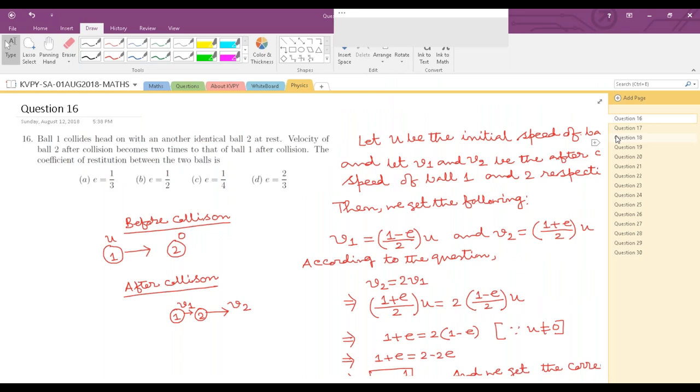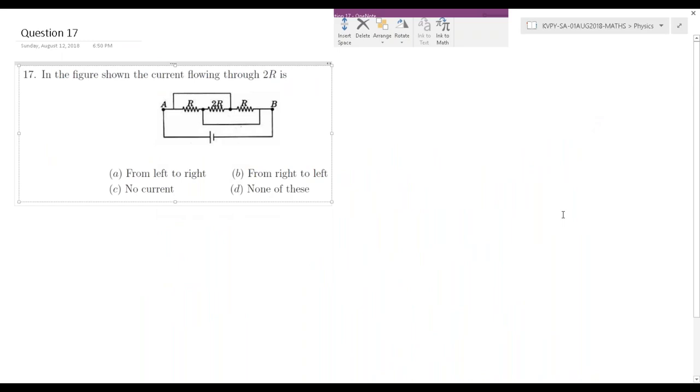If you look into the figure, the question is: what is the current flowing through the resistance 2R? If you look into the diagram very minutely, it is actually a parallel representation of these three resistances. If you consider the Wheatstone bridge, from that Wheatstone bridge, we can make the parallel configuration something like this.